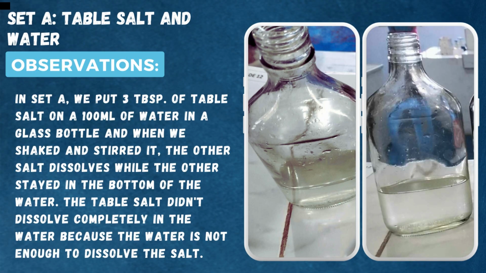In set A, we put 3 tablespoons of table salt on 100 ml of water in a glass bottle, and when we shake and stirred it, some salt dissolved while the other stayed in the bottom of the water. The table salt did not dissolve completely in the water because the water is not enough to dissolve the salt.